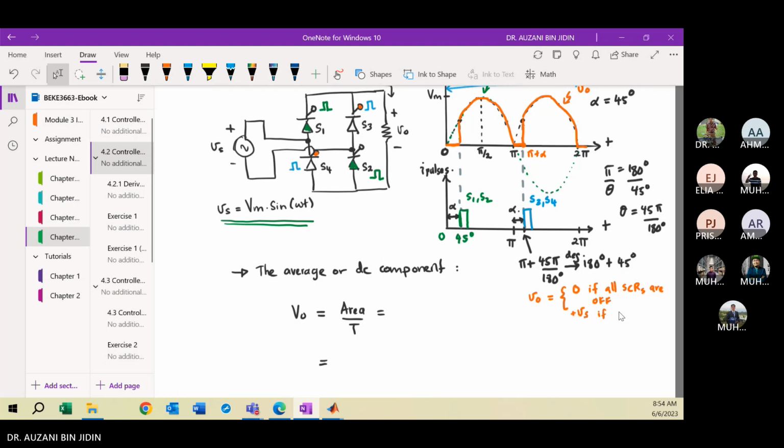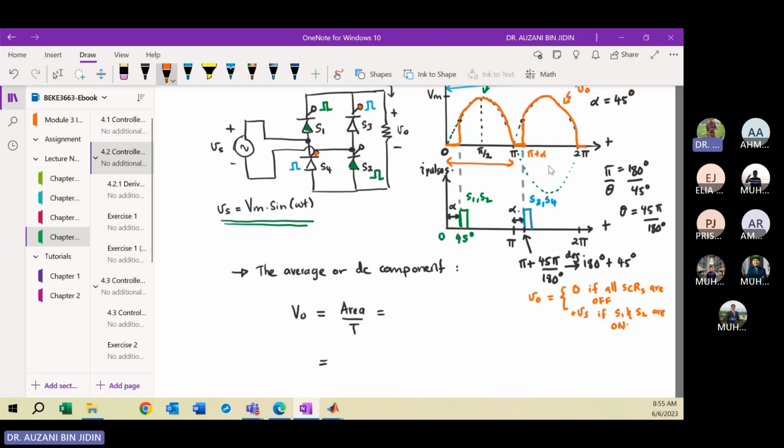if S1 and S2 are on, right? This happens for the first half cycle from 0 to pi radian. This is for the first half cycle. And during this cycle, S1 and S2 will be turned on when you apply the current pulse. So in this case, your VO will be positive Vs. Same. Your output voltage will be same as the source voltage.